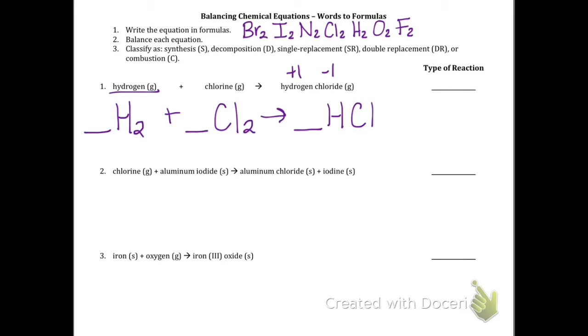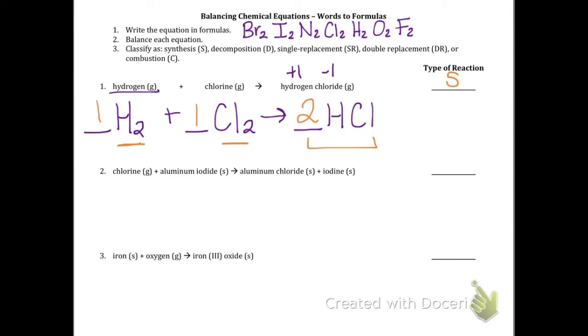After you do this, you would then balance the equation. So I put a 2 here, it would be balanced. Then I'm going to determine what type. Here's one small thing, make one big thing. That is a synthesis reaction.